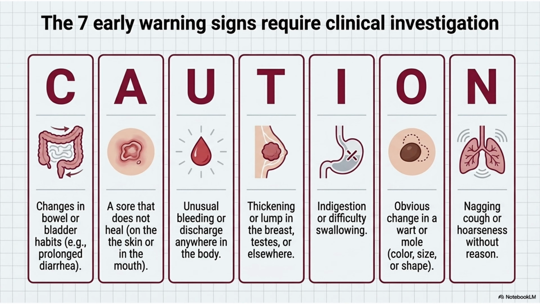Any unusual bleeding. T for thickening or lump in the breast, testis, or elsewhere. I for indigestion or difficulty swallowing. O, obvious change in wart or mole, color, size, or shape. N for nagging cough or hoarseness without any reason. So these are the 7 early warning signs that we should always encourage our patients to contact the provider for.